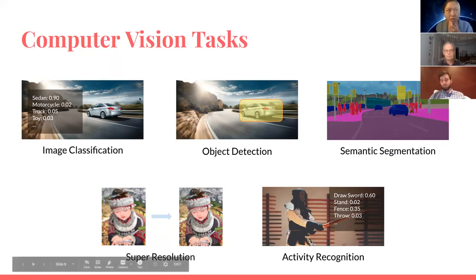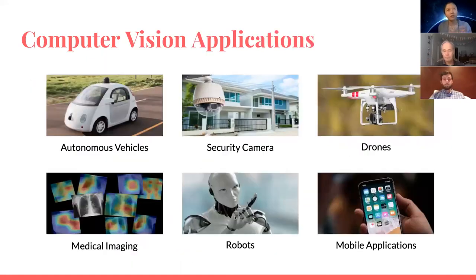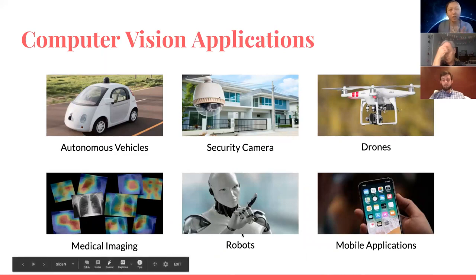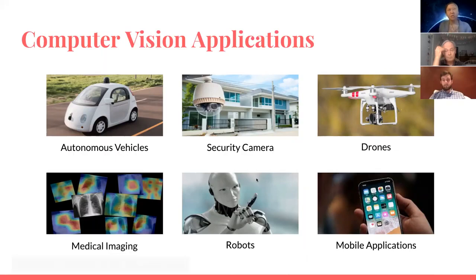This wide range of computer vision tasks includes image classification, object detection, semantic segmentation, super resolution, and activity recognition. They are needed in a variety of applications, such as autonomous vehicles, security cameras, drones, medical imaging, robotics, and mobile applications. So we see these being widely adopted in many different application domains already.